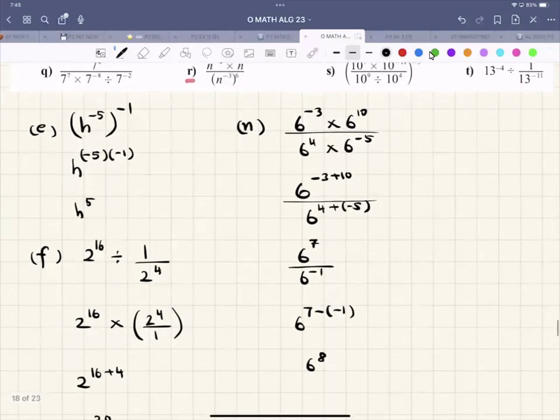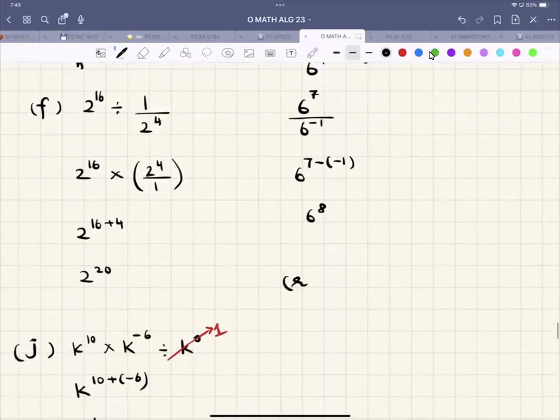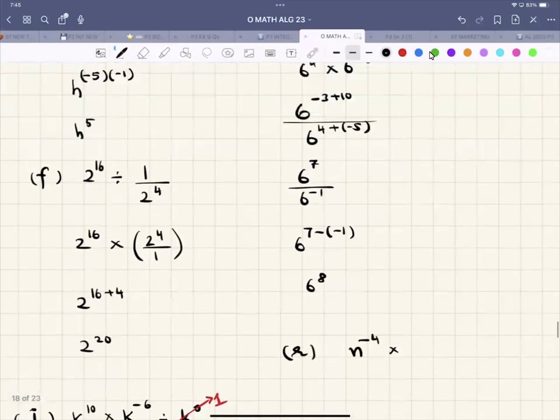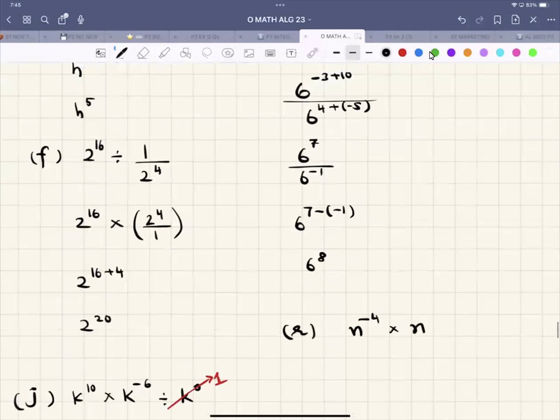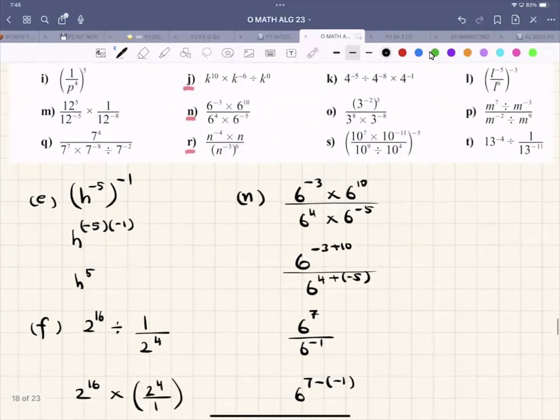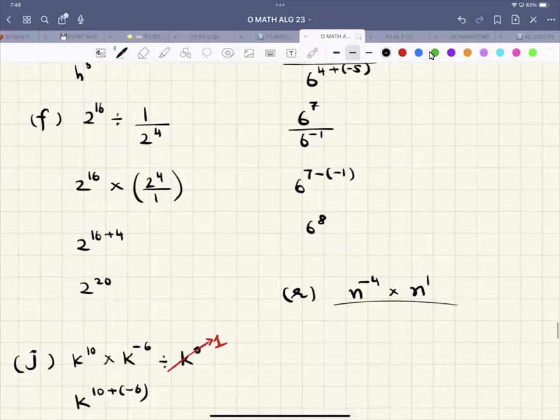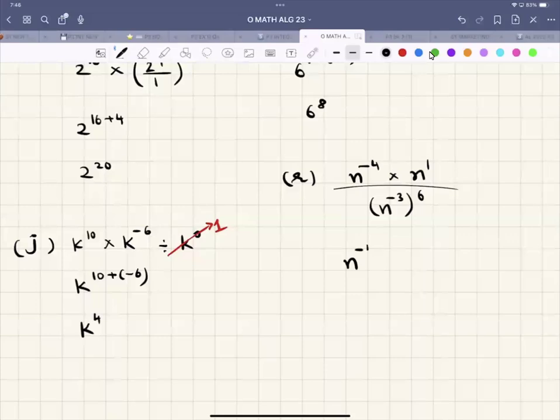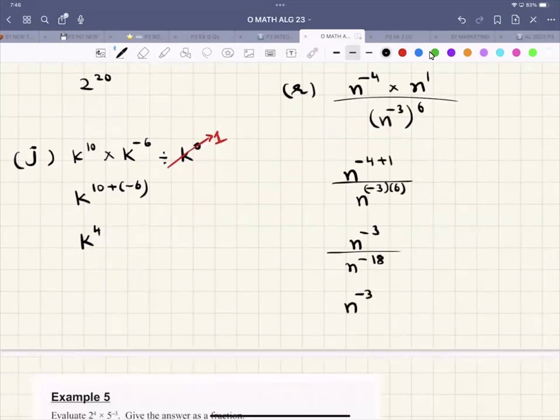And the last one on this page is n power minus 4. Let me first write it down. N power minus 4 into n power nothing, which means it's n power 1. And this is n power negative 3 raised to power of 6. N power negative 4 plus 1. N power negative 3 into 6. Go step by step. N power negative 18. N power negative 3 minus 18, that is plus 18. 18 minus 3 is 15. That is the answer.